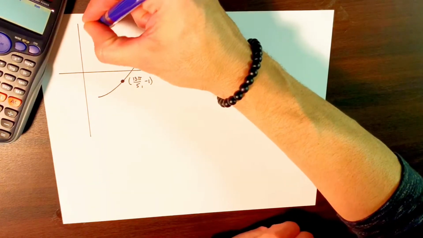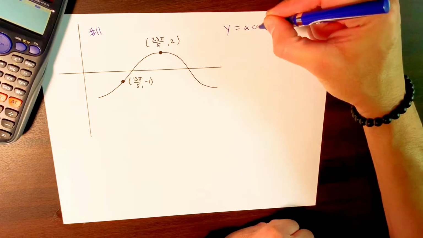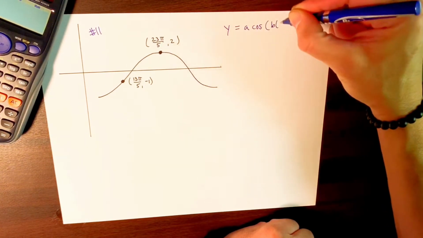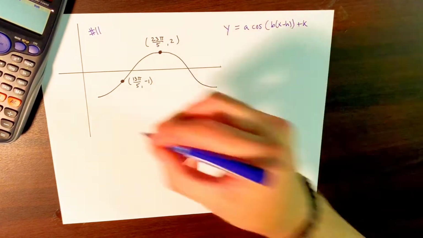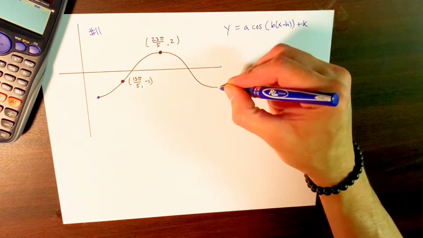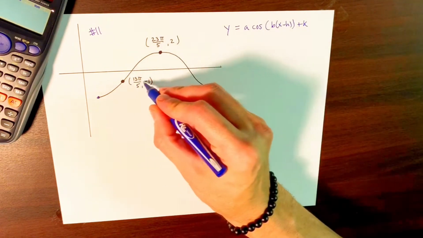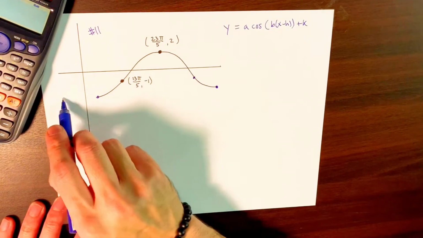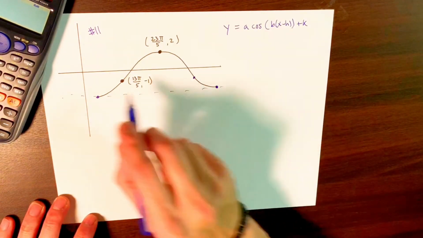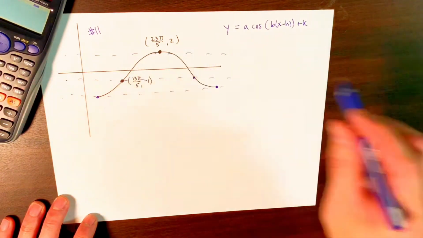So we have here number 11 from the review. The goal is to write the equation of this cosine wave. Now, I would recommend that you go through and fill in the 5 points. 1, 2, 3, 4. The fifth point would be in line with this one, like right there. While you're at it, draw your dotted lines. This is the bottom line, this is the middle line, and this is your high line.